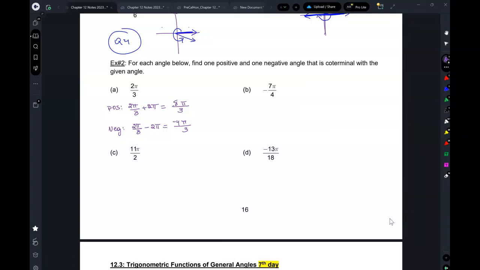Now, I'm going to give you about 4 minutes to do B, C, and D here. On your mark, get set, go. Don't call out any answers, just write them down.